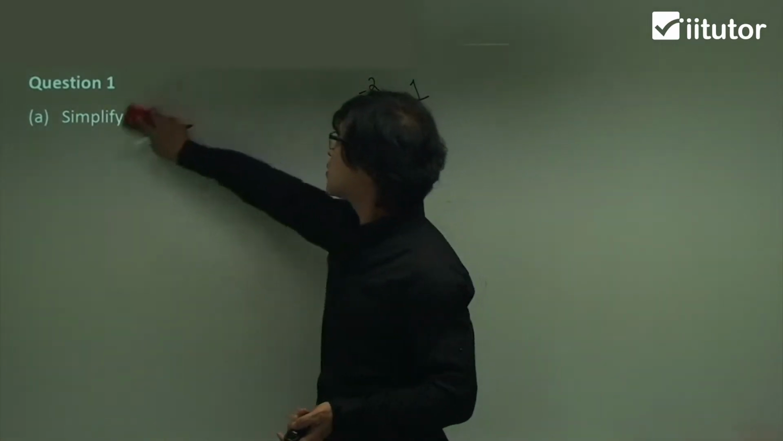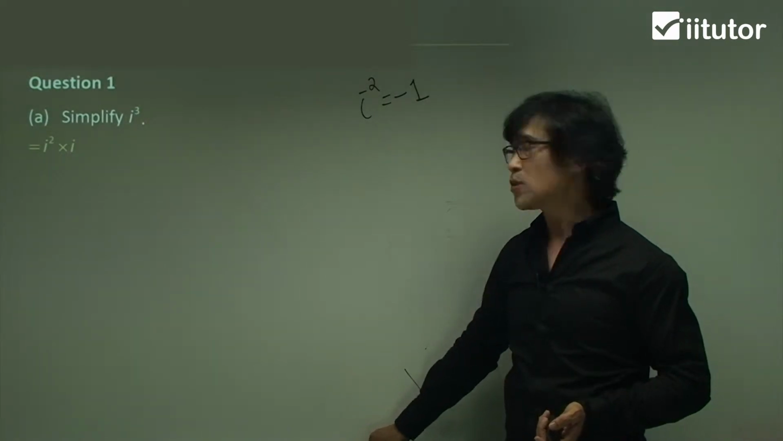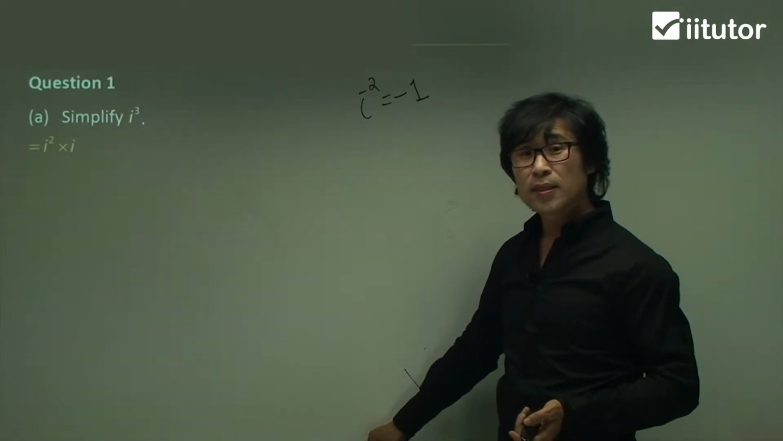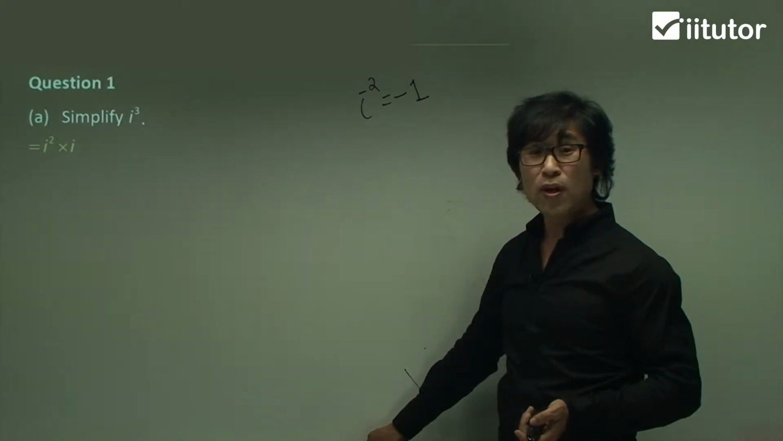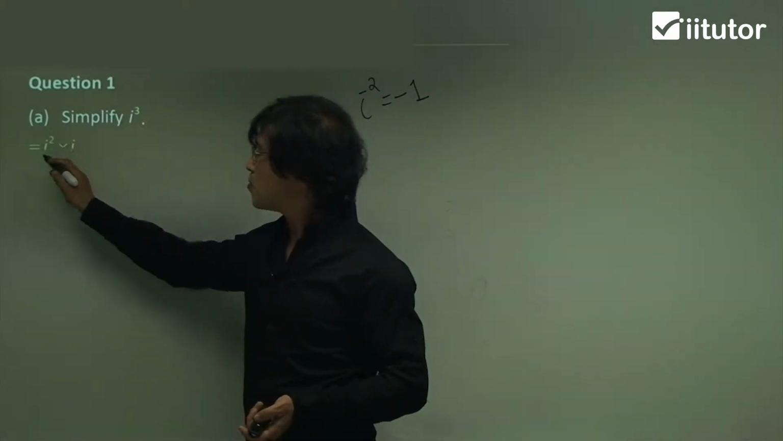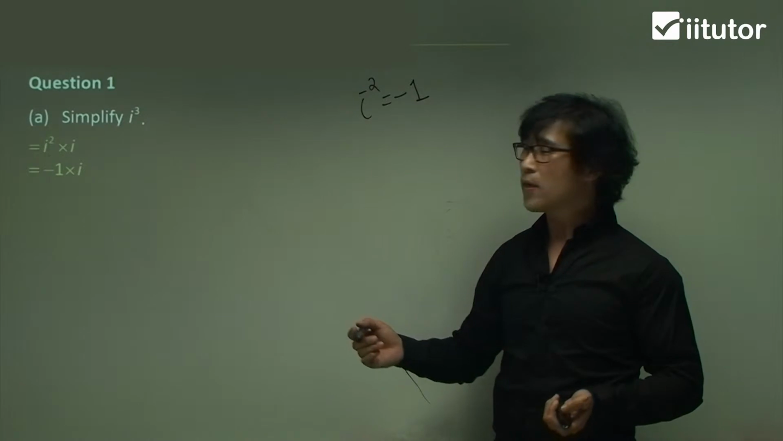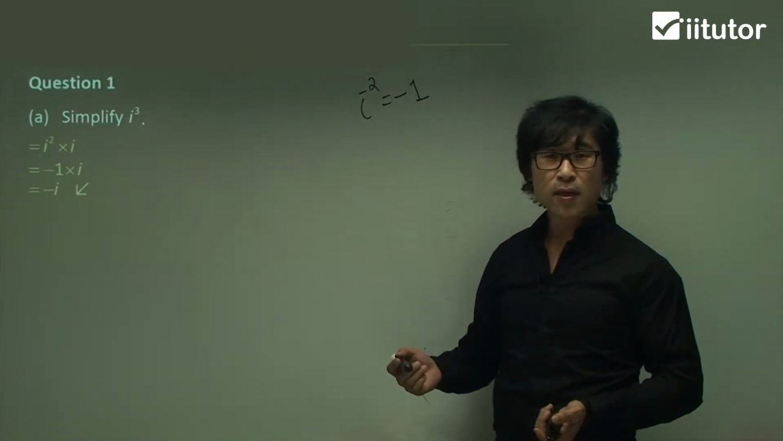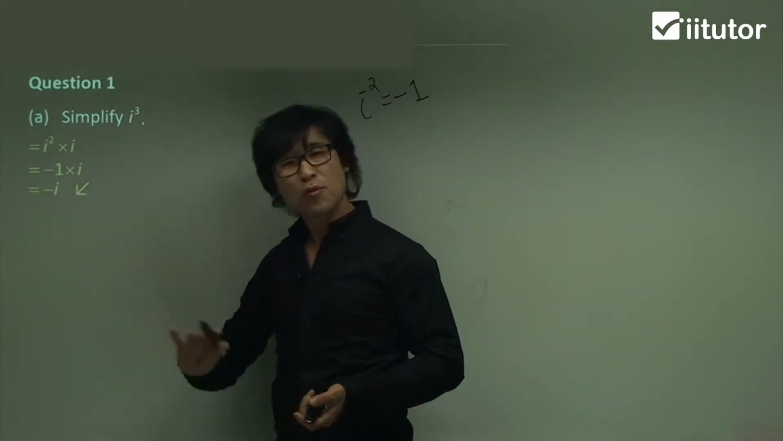Okay, let's have a look at this one. i cubed equals i squared times i. You get it? Okay. Now, what is the value of i squared here? That is -1. Write it like this, and then simplify like this. The answer is -i. Okay, you understand that? So just negative i.